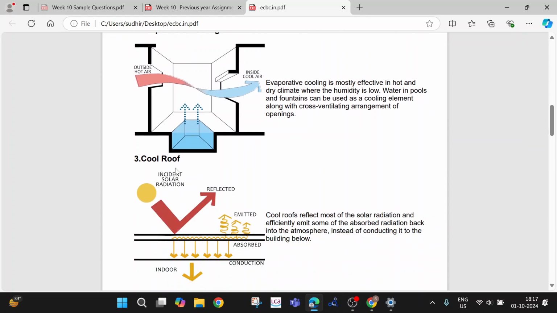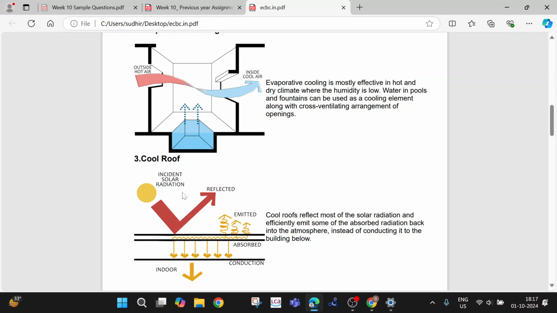Third one is the cool roof. Discussion on this strategy was also covered in some of the lectures. So this cool roof, as you all know, mainly reflects most of the sunlight and does not allow it to get absorbed into the roof or get absorbed and radiated inside the buildings. So if you want most of the solar heat to be reflected back, you paint with some material, or you put some sort of reflecting material layer on the roof.